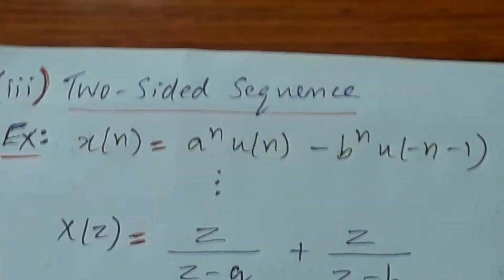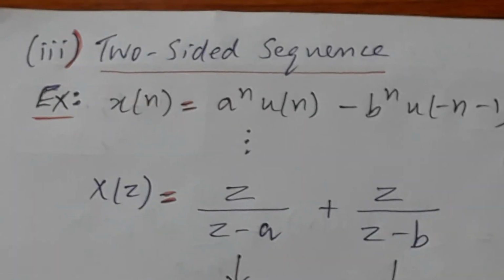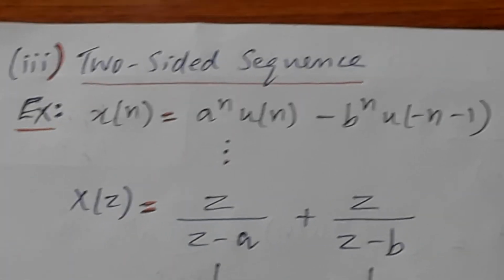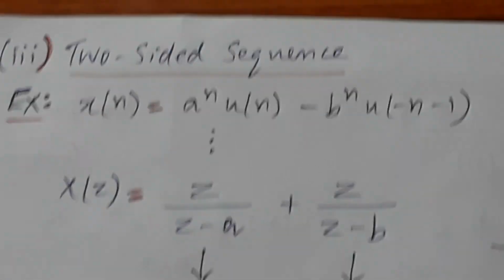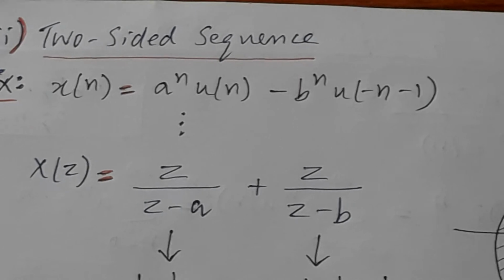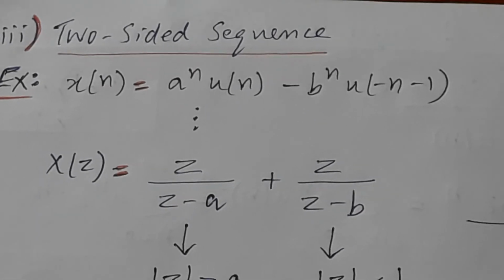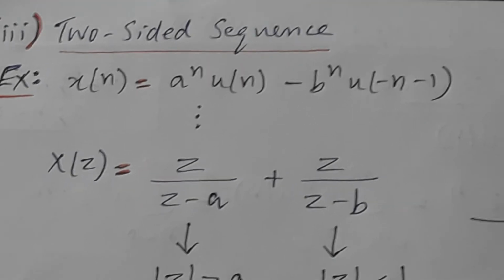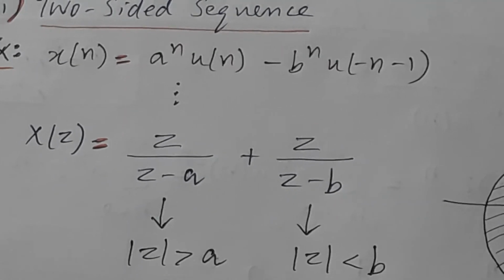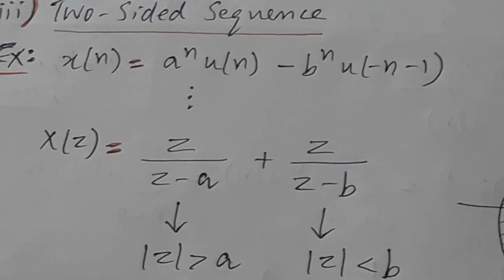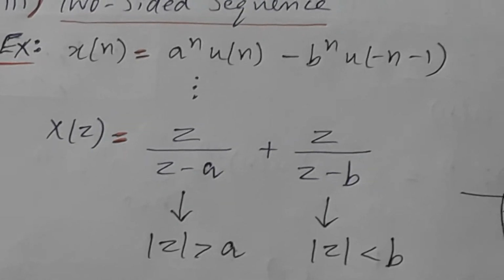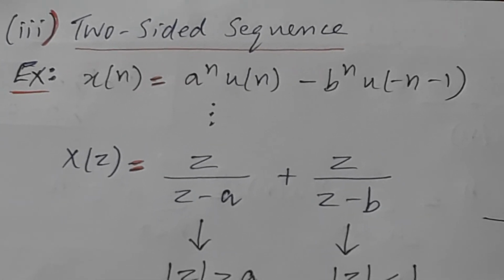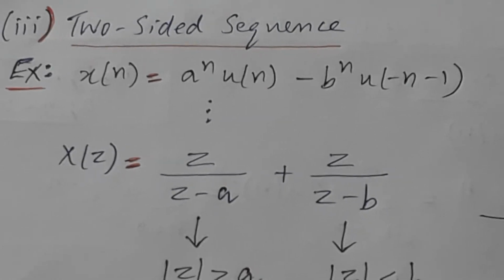The last one is the two-sided sequence. It is a combination of the first and the second problem, of infinite duration sequence. This is an 8-mark question, a very important problem. Given x of n equal to a power n u of n minus b power n u of minus n minus 1, the question is to find the Z transform and its ROC. So for a power n u of n, it is z by z minus a, and for minus b power n u of minus n minus 1, it is z by z minus b. You have to derive it, as we saw before, and write all the steps. So here there is no need to write again.